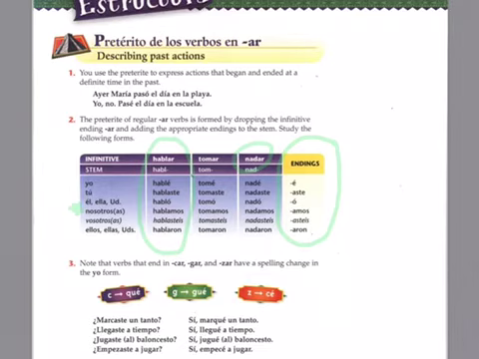Hablasteis, vosotros, that you all spoke if you're in Spain. And lastly, ellos, ellas, or ustedes, hablaron. So instead of saying hablan, you say hablaron. So again, all of these endings are uniquely different than the present tense, and they will show you who did these things and that it happened in the past.